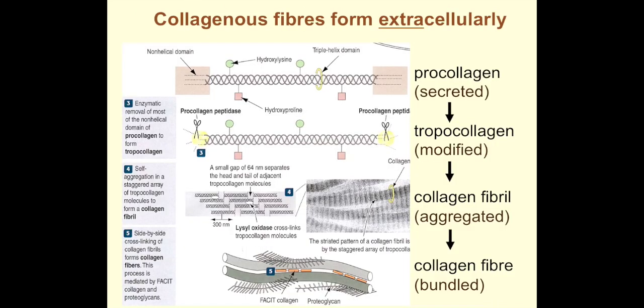So collagen fibers actually form extracellularly. The fibroblasts produce what's called procollagen, or the immature collagen. They secrete it into the extracellular space. It gets modified by enzymes into its final form as a collagen fibril, and then it gets bundled together to form a collagen fiber. Now, one thing that's really important for this process is actually a vitamin, and that vitamin is vitamin C.